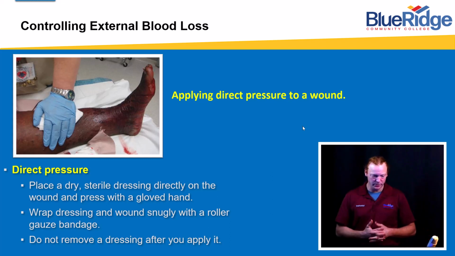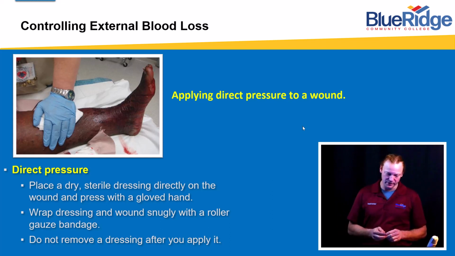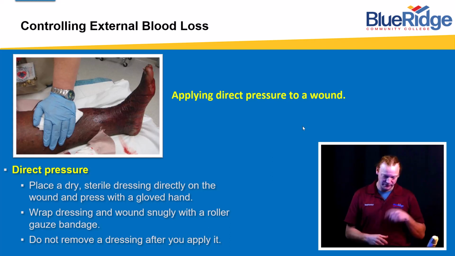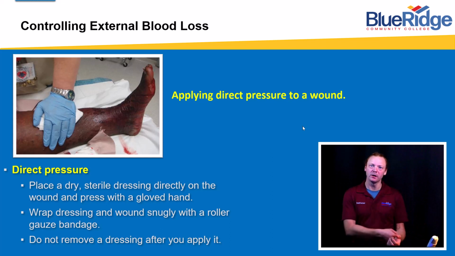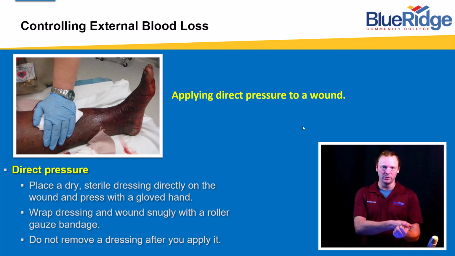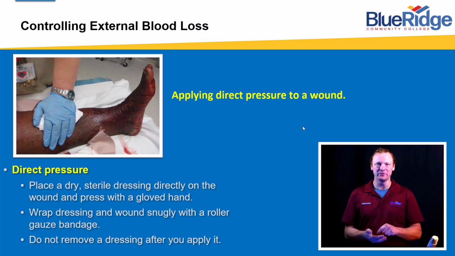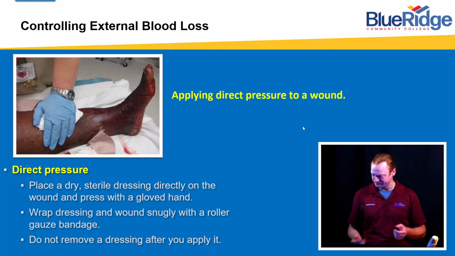So for direct pressure, we're going to apply a dry, sterile dressing directly on the wound and press it with a gloved hand, wrap the dressing snugly with a roller gauze, and then do not remove it after applying it. Why do we not want to remove it? Basically, we're taking all those clots and the scabs and we're ripping them off. And if anyone's ever pulled a scab off, we all know what happens. Sometimes it actually bleeds worse than it did initially.